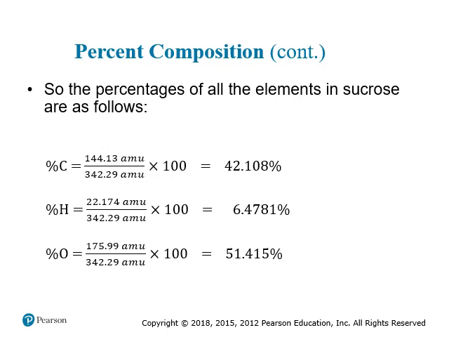Of the 342 atomic mass units that is a molecule of sucrose, 144 atomic mass units can be attributed to carbon. About 22 atomic mass units can be attributed to hydrogen, and the other 176 atomic mass units worth of mass are the result of oxygen. So performing these calculations, we see that a molecule of sucrose is 51% oxygen, 42% carbon, and about 6.5% hydrogen.